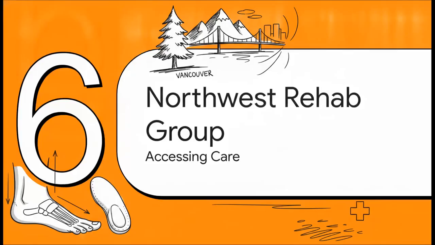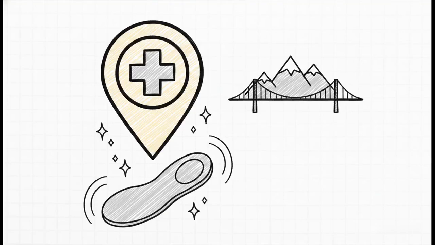Finally, Section 6, Northwest Rehab Group Overview, Accessing Care in Vancouver. For any individuals out in British Columbia seeking this exact level of care, the source specifically highlights Northwest Rehab Group. They are located at 2830 Main Street in Vancouver. This specific clinic is fully equipped with the state-of-the-art 3D technology we just reviewed, and they are highly dedicated to helping patients achieve optimal foot health through these specialized custom orthotic solutions.